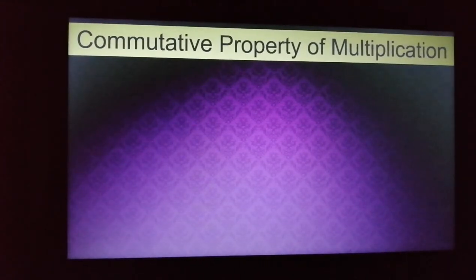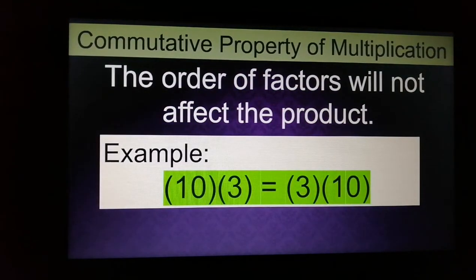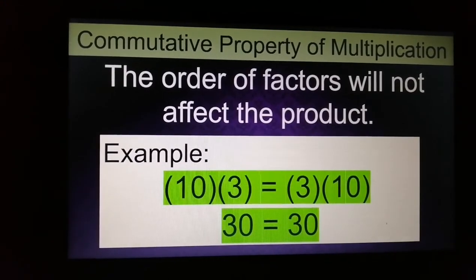Another example. The order of factors will not affect the product. So, tandaan palagi natin na kahit magpalit pa yan, pares pa rin yan ang answer. 10 times 3 is equal to 3 times 10. So, we have 30 is equal to 30.